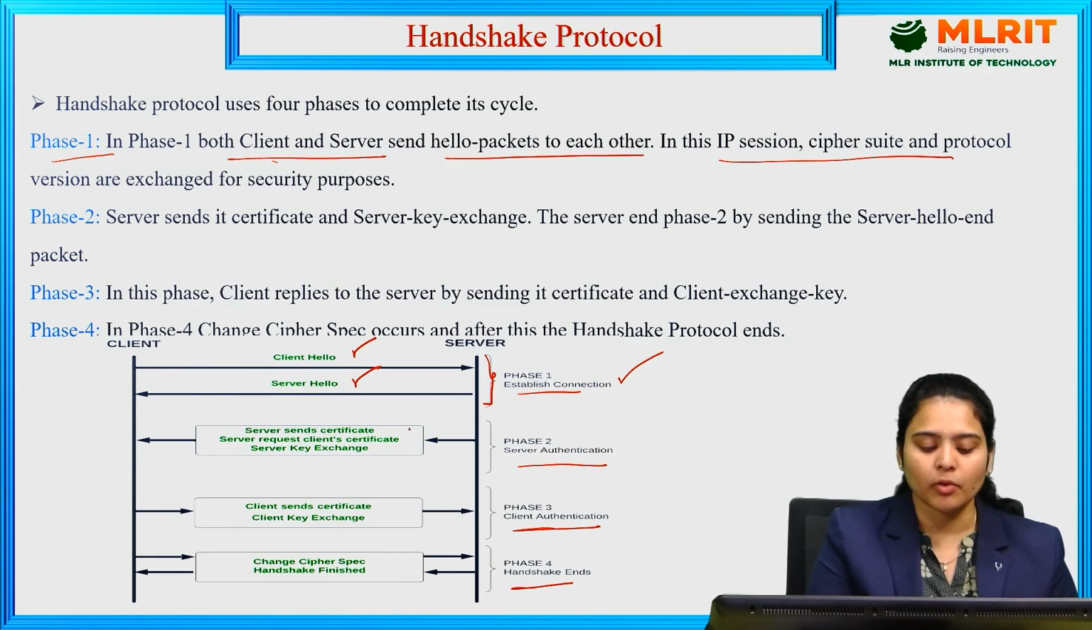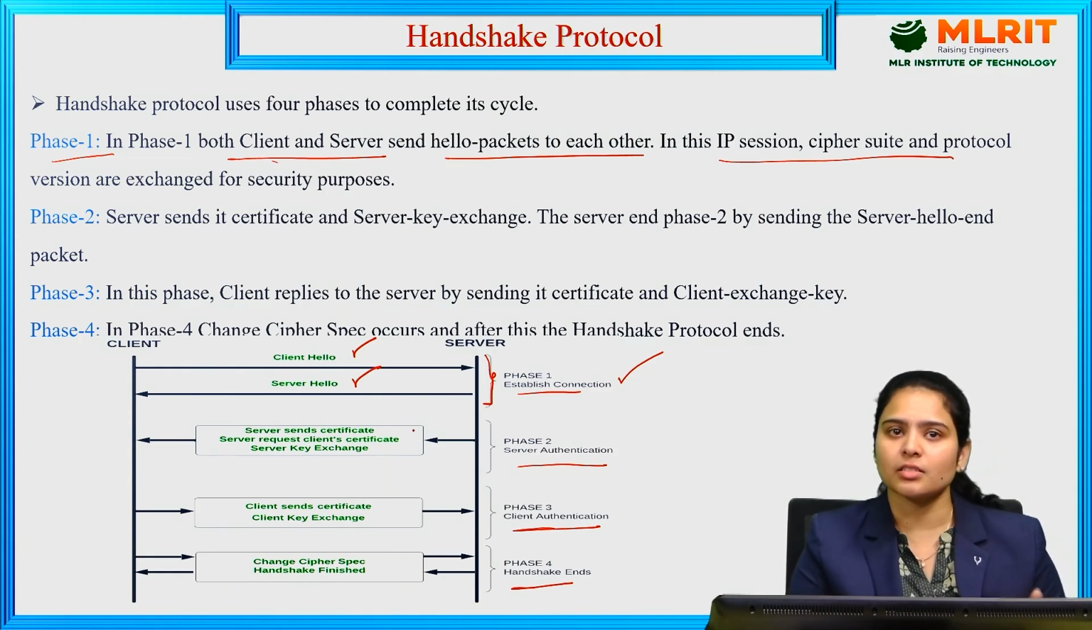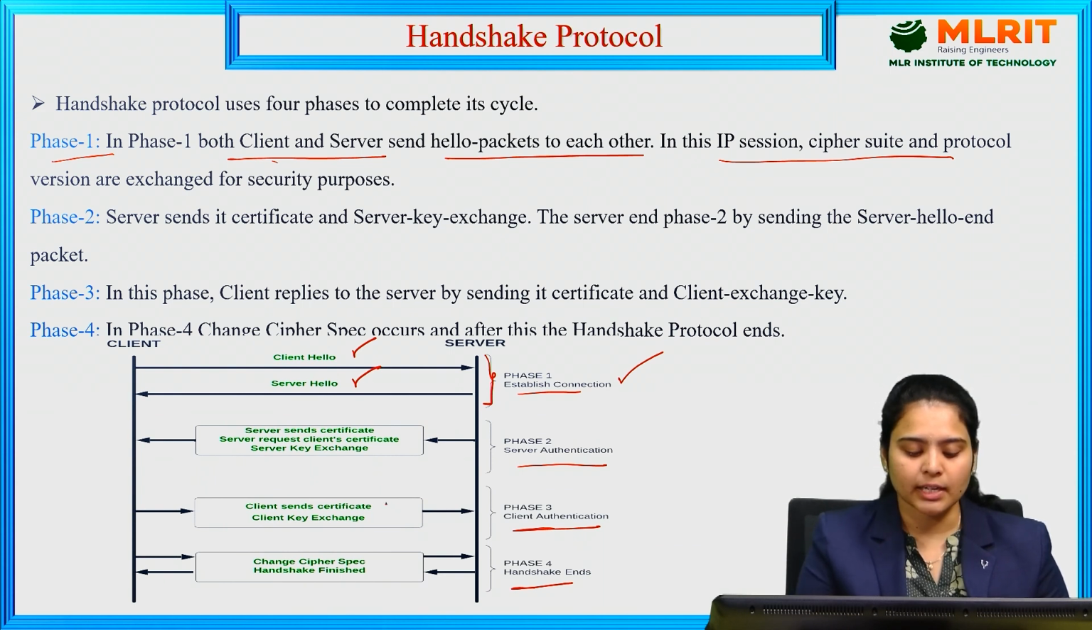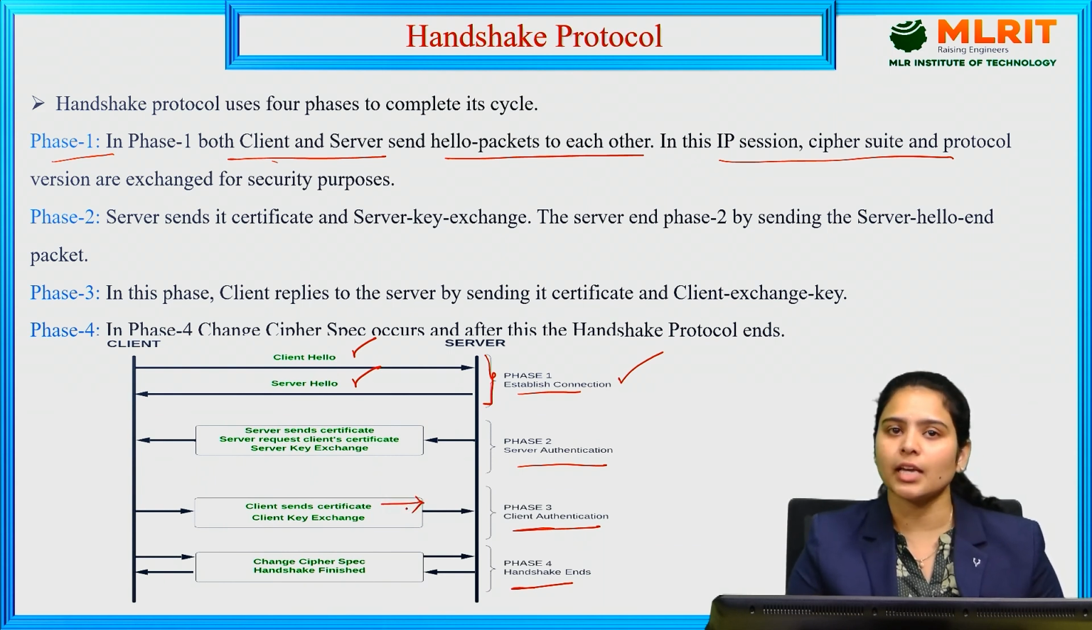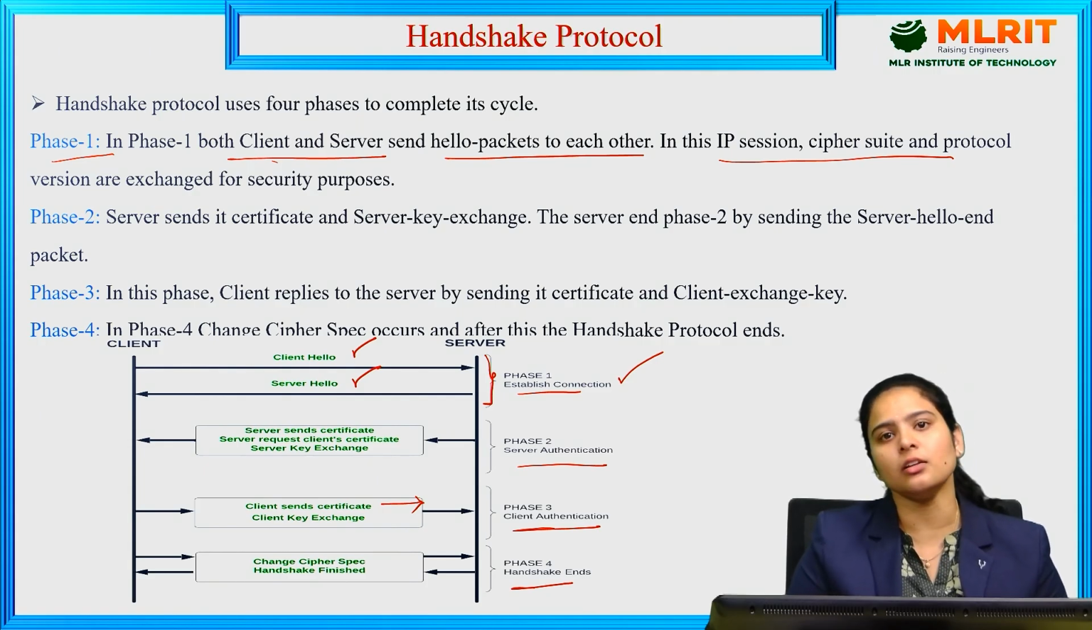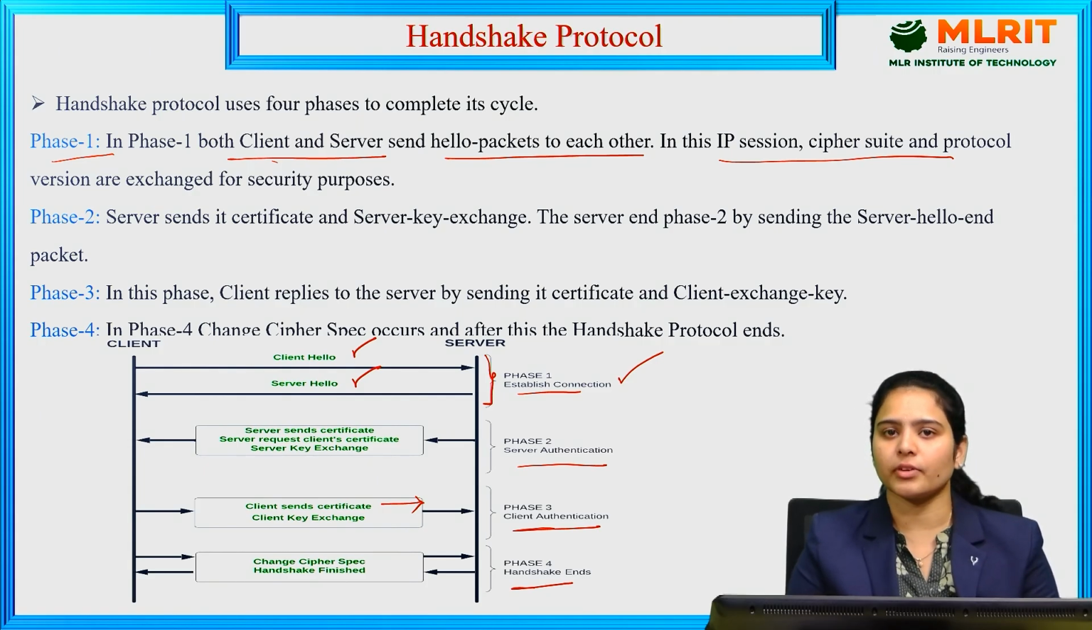It sends a certificate, meaning the server is going to request the client's certificate in the server authentication process. After the server authentication process in phase 2, the client automatically sends its certificate. It is exchanged in the client authentication process. After the whole process is completed, the cipher change is done and the handshake is finished. That is phase 4. It is nothing but the handshake ending.